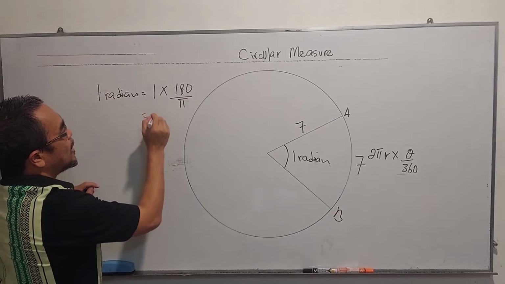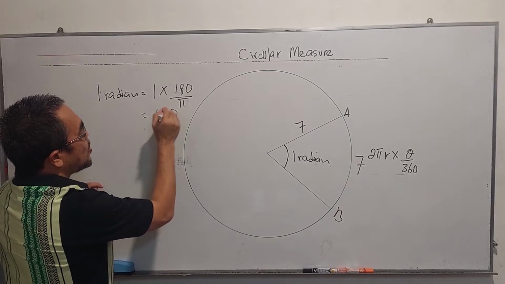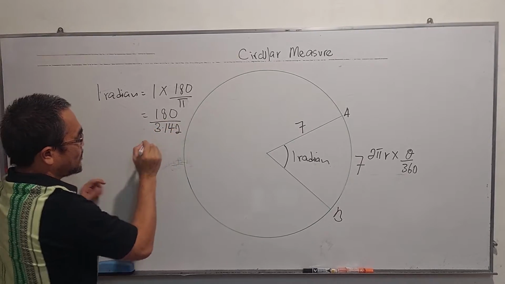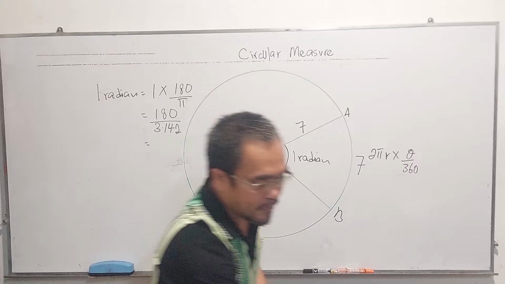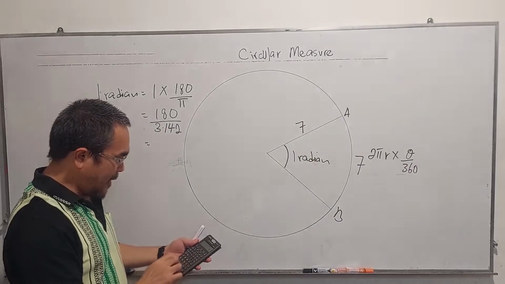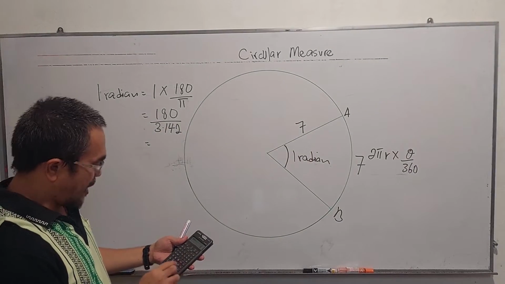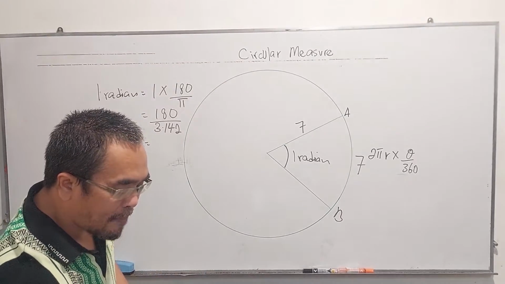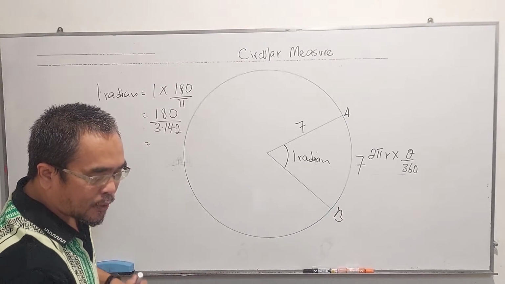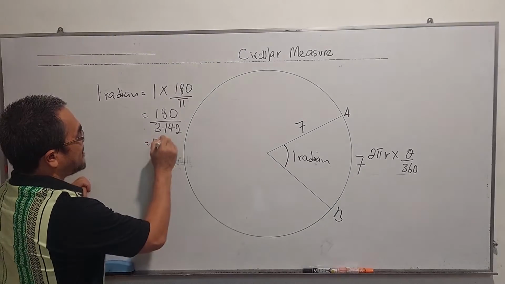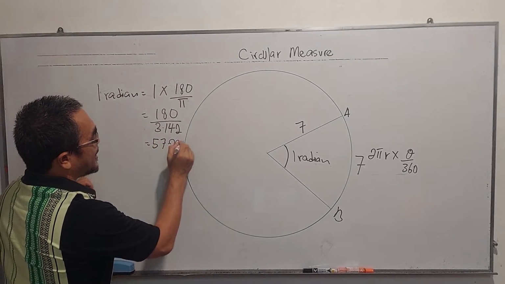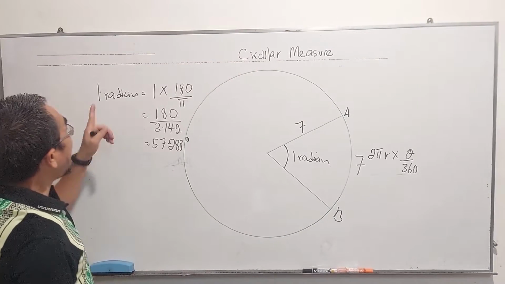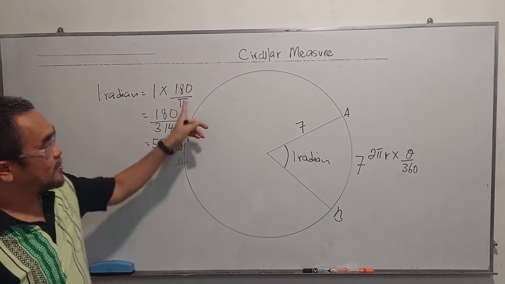Okay, so it will be 180 divided by 3.142. So 180 divided by 3.142 is about 57.288 degrees. Okay? So that is how you change from radian.